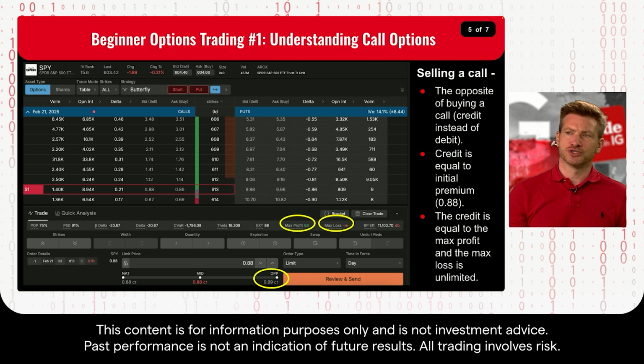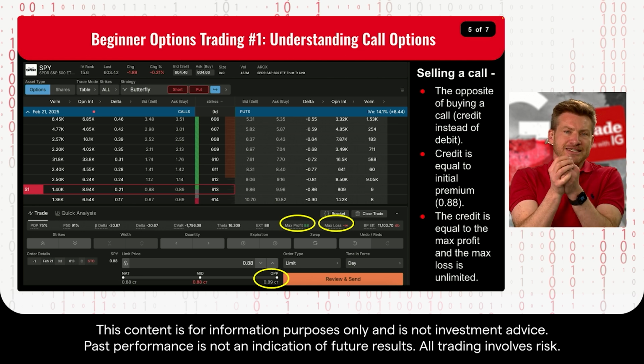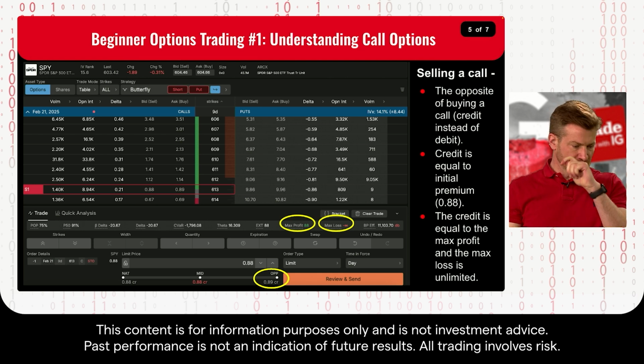So the credit is equal to the max profit. So that max profit there is, of course, the credit. All you can do is keep hold of the credit you've received, right? It doesn't get any bigger. You can profit by that $88. The maximum loss is unlimited, because, of course, the stock can go against you and go up.